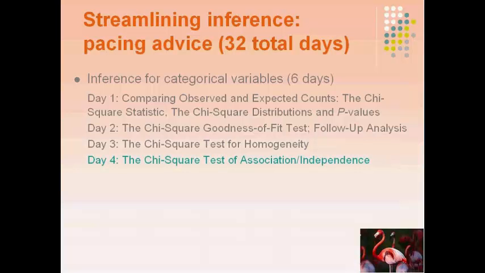And then Day 4 is looking at one population of interest, one random sample drawn from that population with the individuals classified according to 2 categorical variables. So we're looking at the relationship between those variables using a test for association or independence.